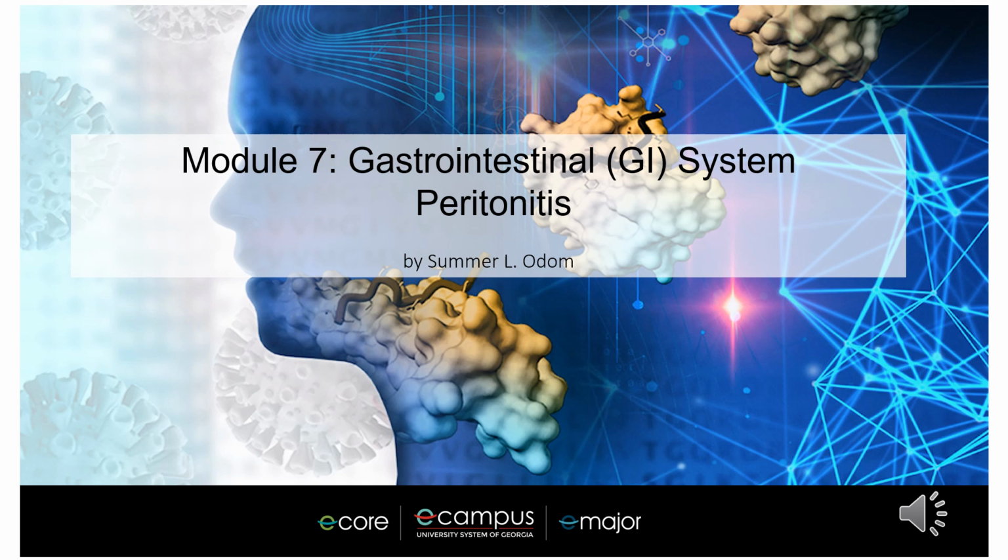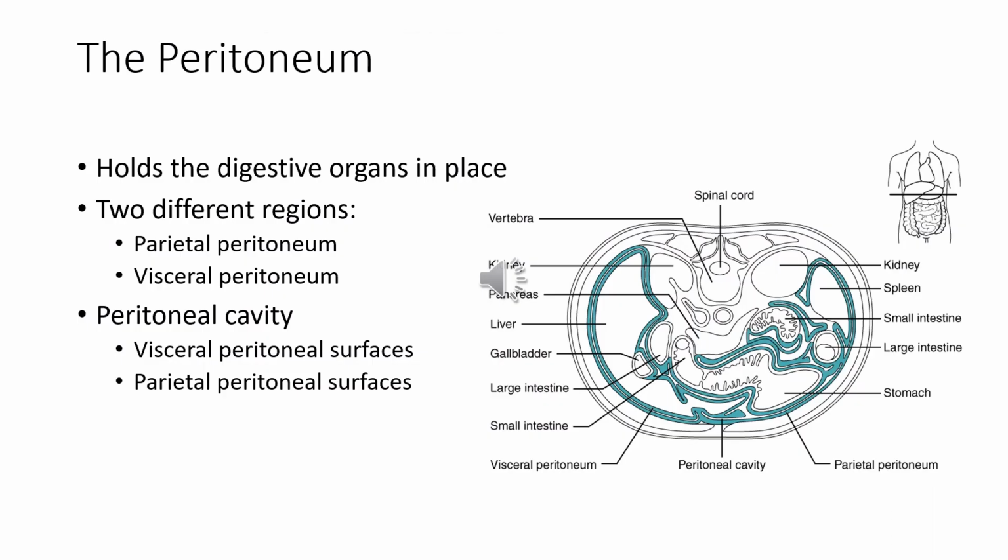Okay, so now we're on the second disease of the gastrointestinal tract, which is peritonitis. First, let's look at the peritoneum and see what a normal peritoneum would look like.